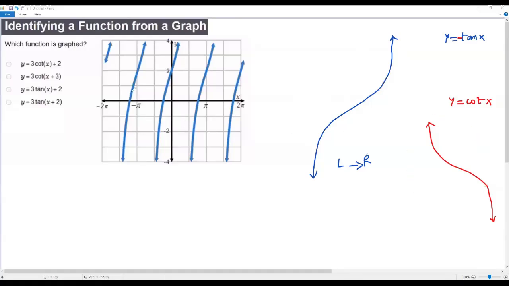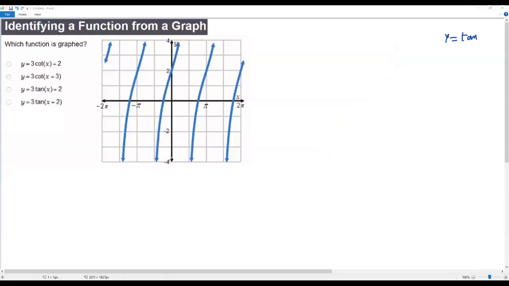Okay, when I look at each pattern over here, from left side to right side, look at it, on the left side it keeps going up, and on the right side it keeps going up. So it must be the graph of the tangent function. Because if it were a cotangent function, on the left side it must go up, but here on the left side it goes down. So the given graph must be the graph of the tangent function. So we can reject the first option and second option.